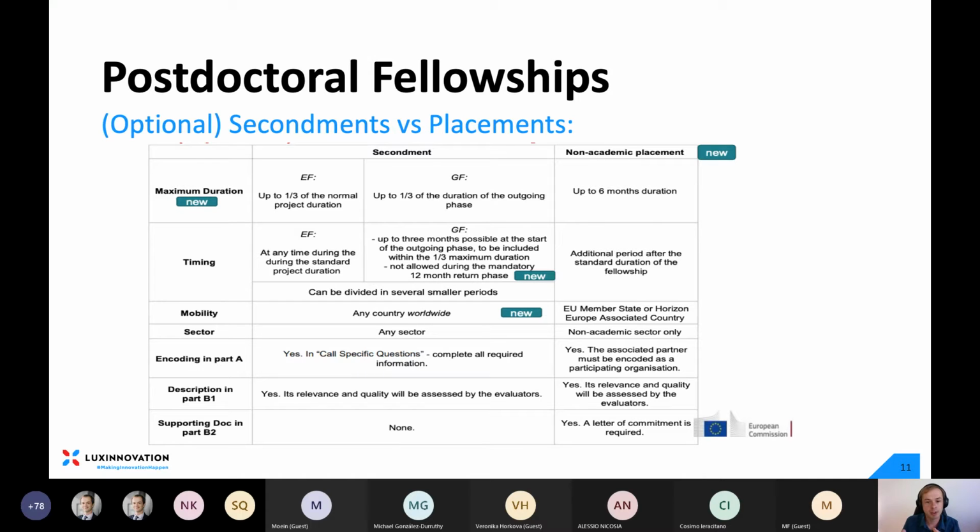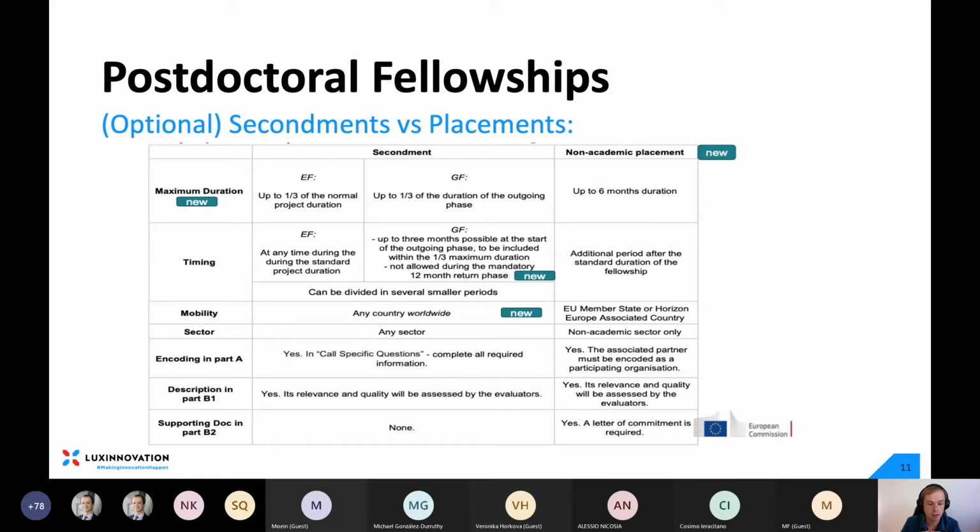Secondments versus placements, and also short stays, which we'll get to later. So secondments are basically the name for exchanges of a longer time that are structured and part of your project. So imagine you go to some different research lab where you learn a new technique, you try their infrastructure to make some measurements, something like that. That's a secondment. They can be up to, and that's new, a third of the total duration. So now that means if you do the 24 months fellowship, it can be up to 8 months of the duration.